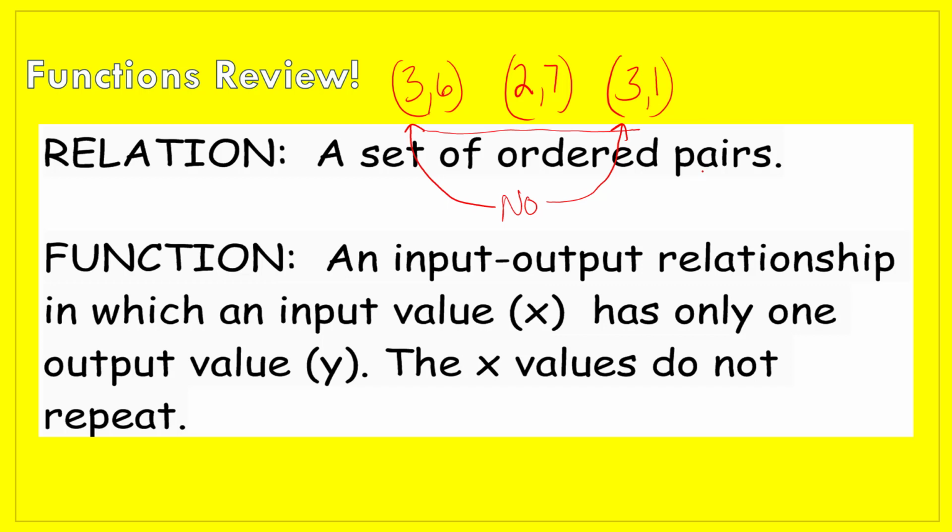Now, another way I tend to think of this is as if x represents an individual. So that's a person, and y represents a location. Now, if x is a person and y is a location, then each person can only be at one location at any given moment in time. 3 could be at the 6 party, but 3 cannot be at the 6 party and at the 1 party at the exact same time. So, as we talk about functions, this would not be a function.